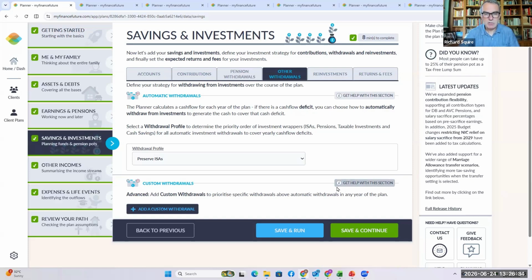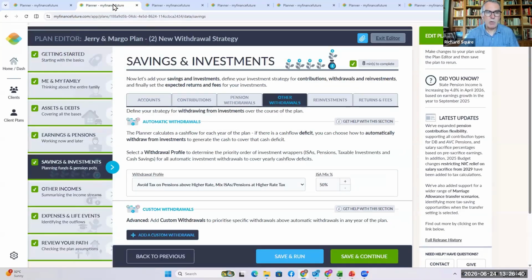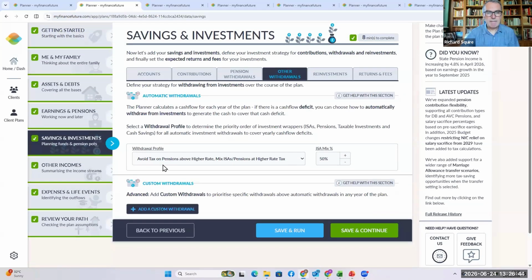So a simple thing we could do is change that. And what I've done is set up some plans which have got changes in them so we don't have to make them all as we go along. So the first change we're going to make is to add a change to this profile, which is to try and avoid tax on pensions above higher rate.